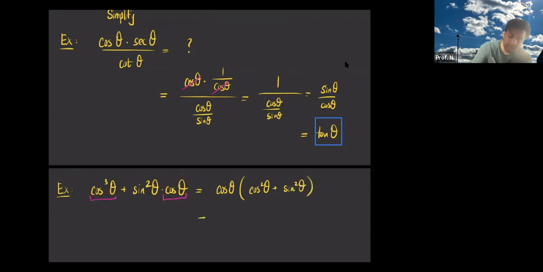Why is this nice? What's cosine squared theta plus sine squared theta? What does that equal? 1. Beautiful. So this whole thing that looked complicated, cosine cubed theta plus sine squared theta times cosine theta, is really just cosine theta. Simplified it.